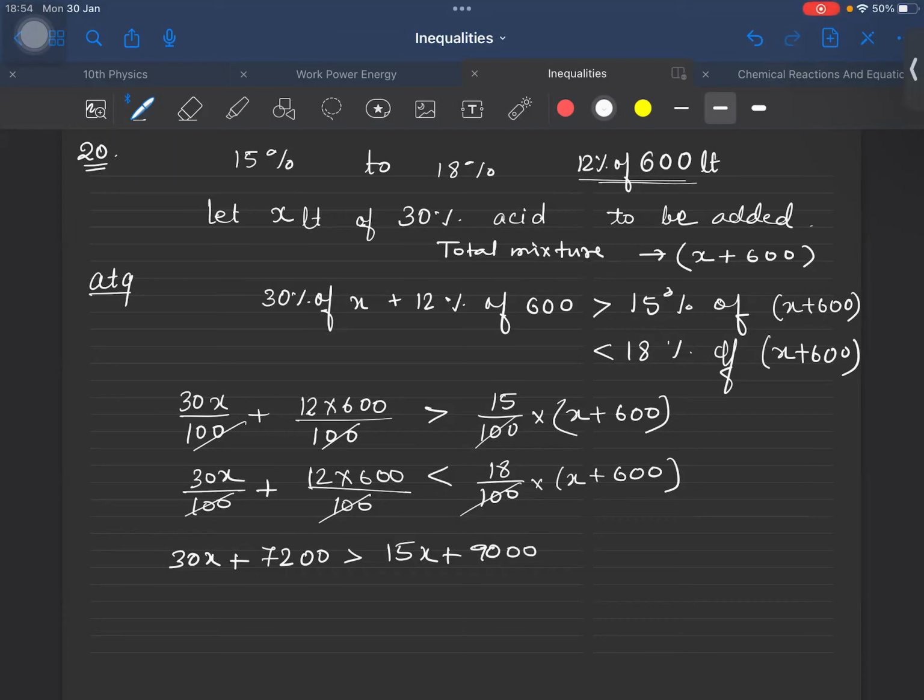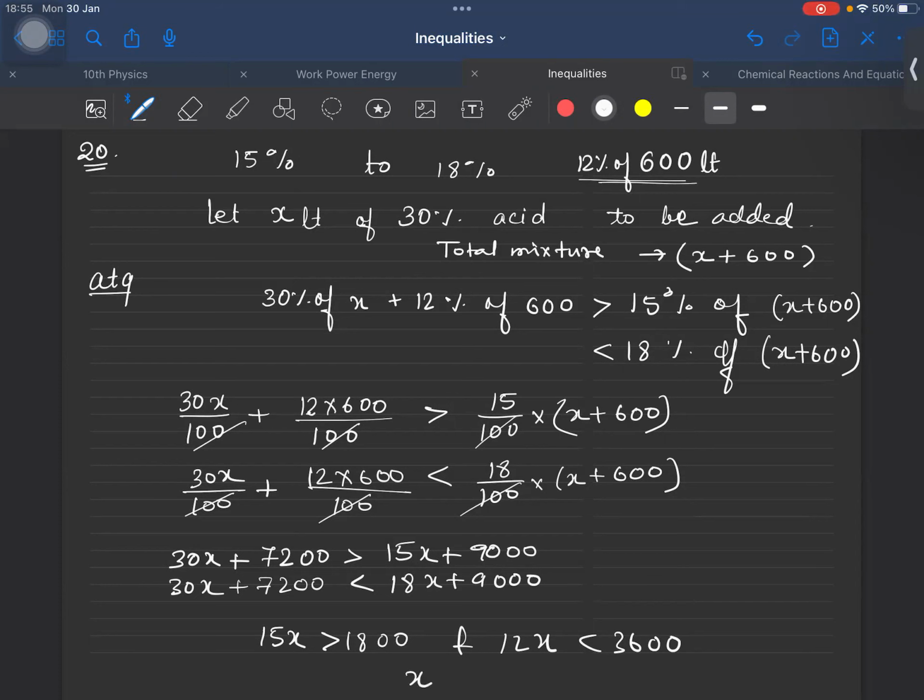So 30X plus 7200 should be less than 18X plus, okay, that means 15X should be greater than 1800 and 12X should be less than 3600. That means we are getting the value of X: X should be greater than 120 and less than 300.